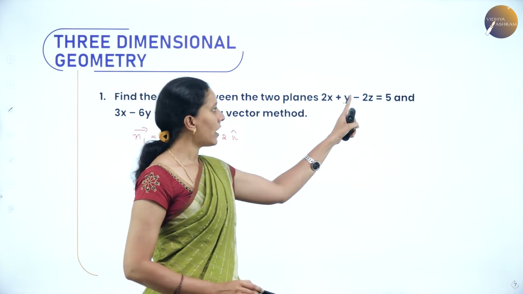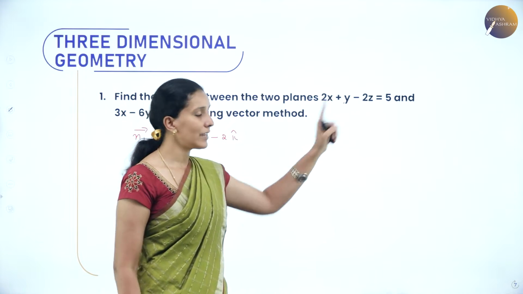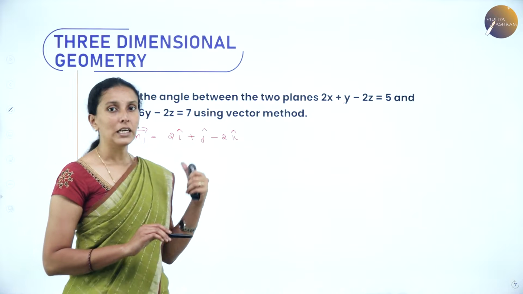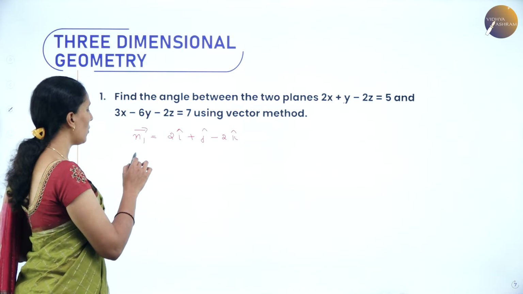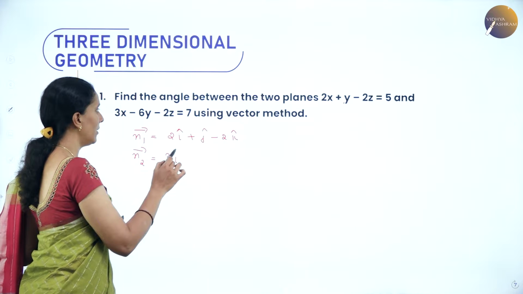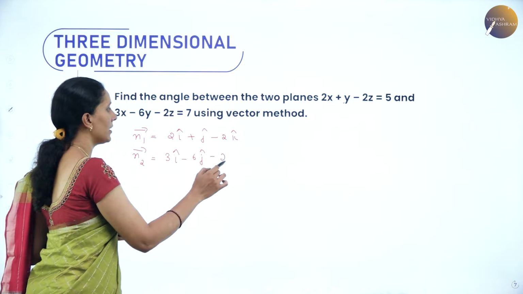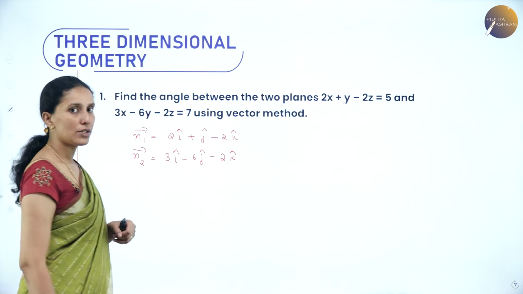By looking at the corresponding values, or we can say the coefficients of x, y, z, you get the vector n1. Next we will take vector n2. So vector n2 is 3i minus 6j minus 2k. So this is vector n2.